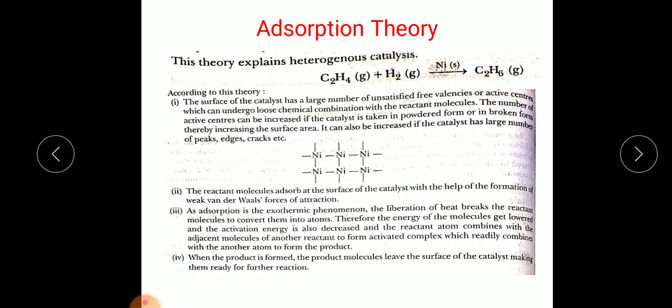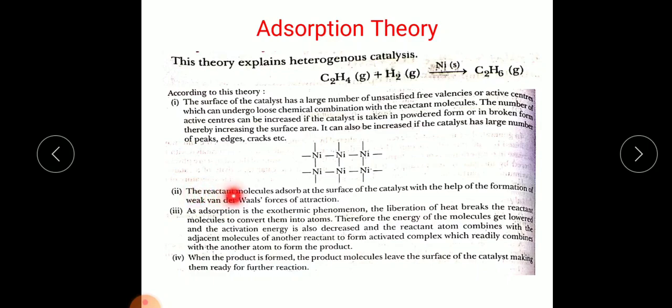According to this theory, the surface of the catalyst has a large number of unsatisfied free valences or active centers which can undergo loose chemical combination with the reactant molecules. The number of active centers can be increased if the catalyst is taken in powdered form or in broken form, thereby increasing the surface area. It can also increase if the catalyst has a large number of peaks, edges or cracks. So first, the catalyst has the free valences, or active centers, and these can be increased if the catalyst is taken in powdered form, because it will have a large surface area.